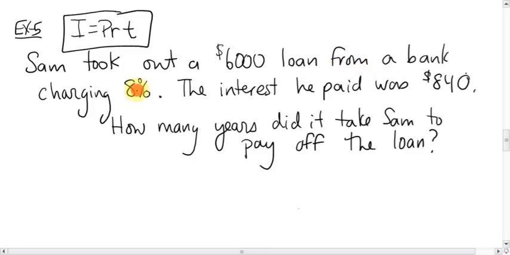So this happened in the past. The bill that the bank charges at the end of all this was $840. That's interest in a bad way. He had to pay $840 interest. My question to you is, over how many years did it take for Sam to pay off the loan?